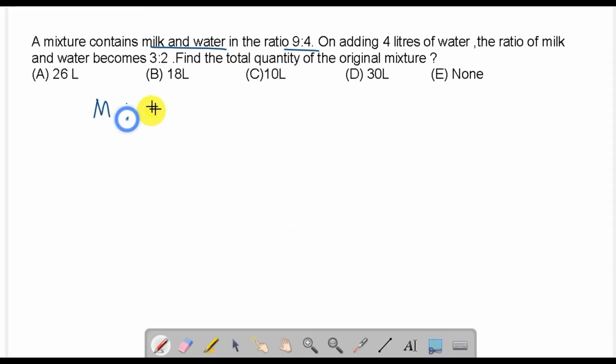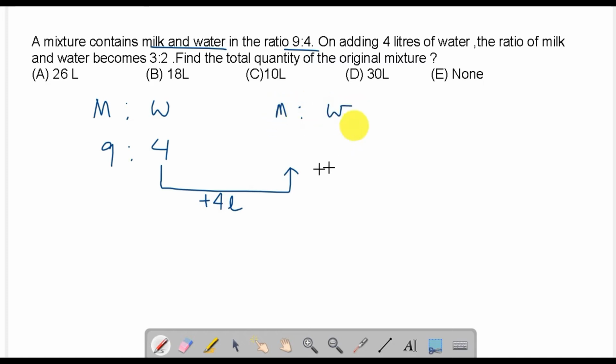Now the next question. We have milk and water in the ratio 9:4. On adding 4 liters of water, the ratio of milk and water becomes 3:2. Now the question is to find the total quantity of the original mixture. So you have to find the original mixture's total amount.